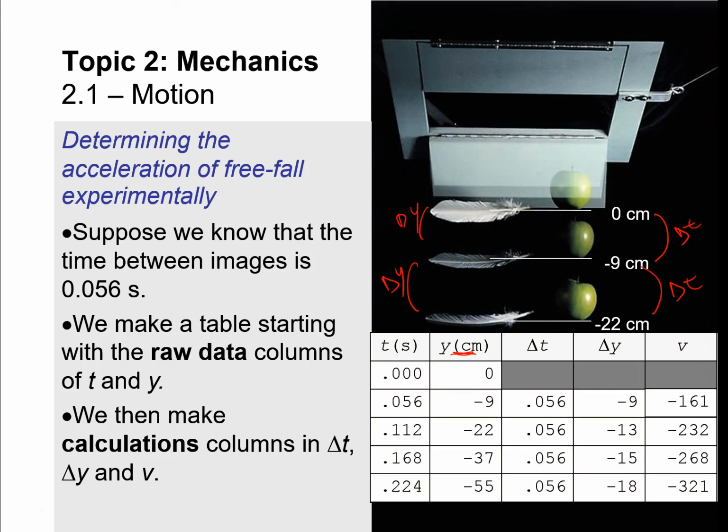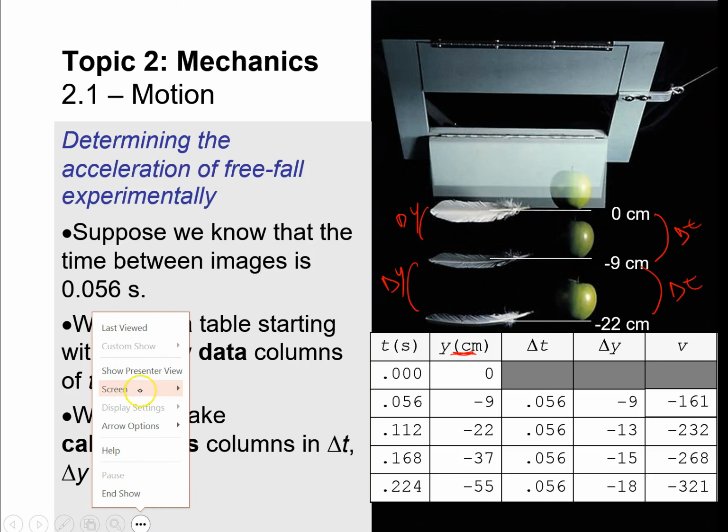Two things that I would like to note in here. Number one, the units on the table are missing. So the units for delta t would be seconds. The units for delta y would be centimeters.